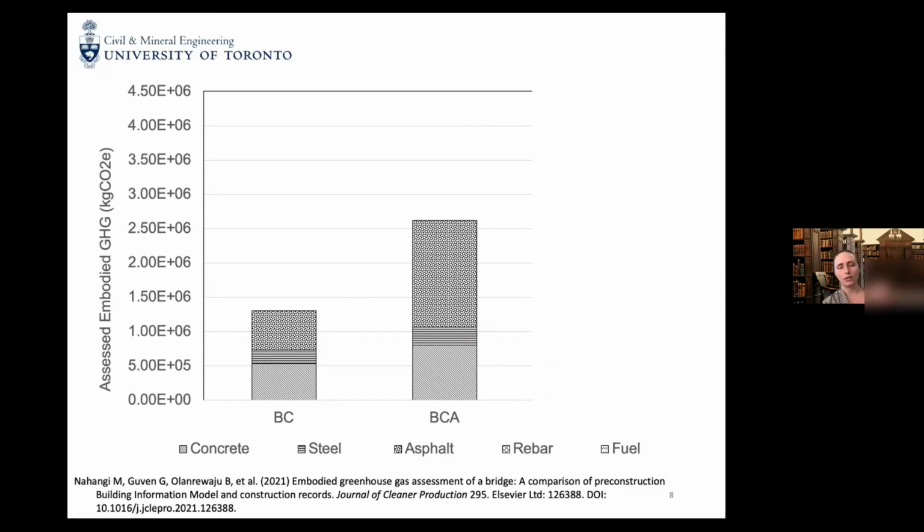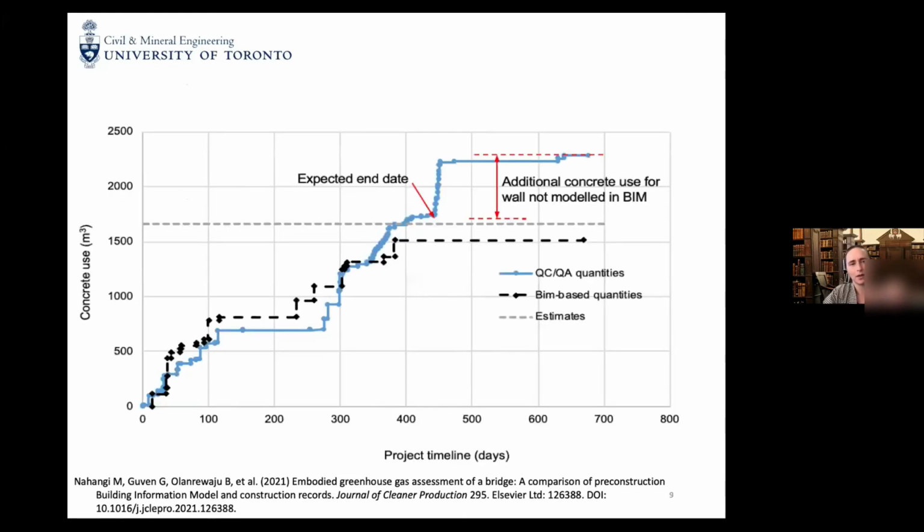And then when we adjusted that just based on the materials alone, without adding anything that was missing to the QA/QC process, we saw huge increases in the embodied GHG. And this was because there were big differences in the materials used on site versus what had been expected in the BIM. And so when we look at that temporally, we can see that for the first 350 days, what was built on site tracks pretty closely to the BIM expectation, and then it starts to diverge pretty quickly.